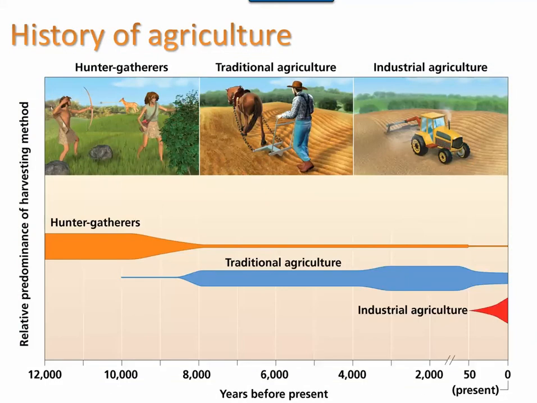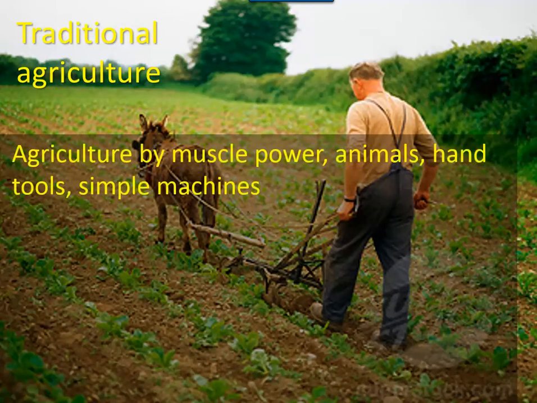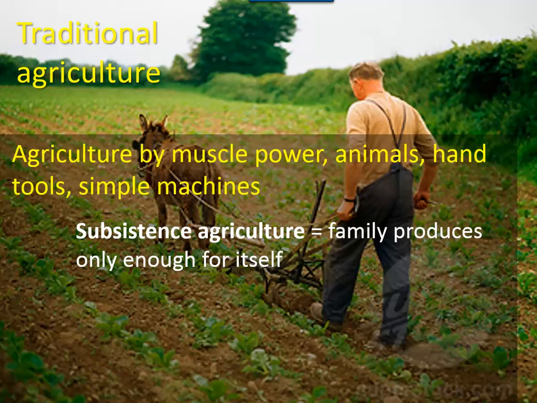So when do we think that agriculture really began? Well, hunter-gatherers for a long time, so maybe 12,000 years back. Traditional agriculture being somewhere around the last 8,000 years. And what we call industrial agriculture, as you see in this image here, in the past about 100 years. So traditional agriculture is agriculture by muscle power, animals, hand tools, simple machines. And subsistence agriculture is when the family produces only enough for itself.